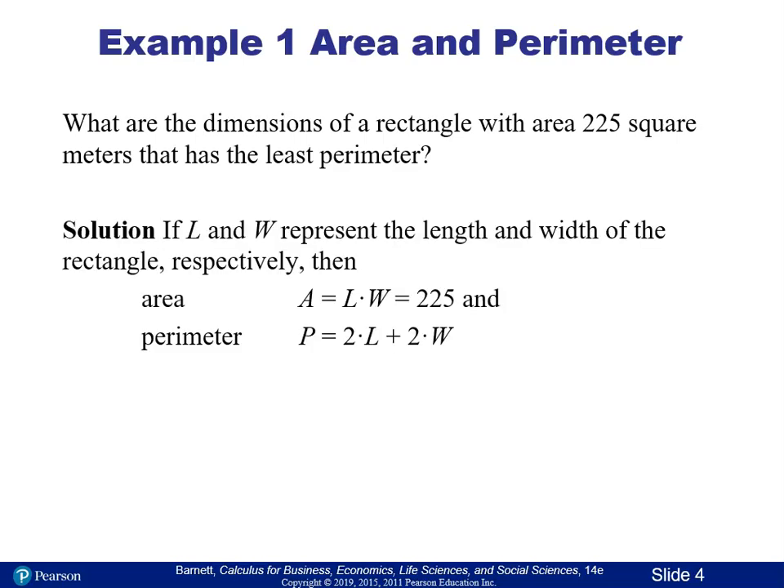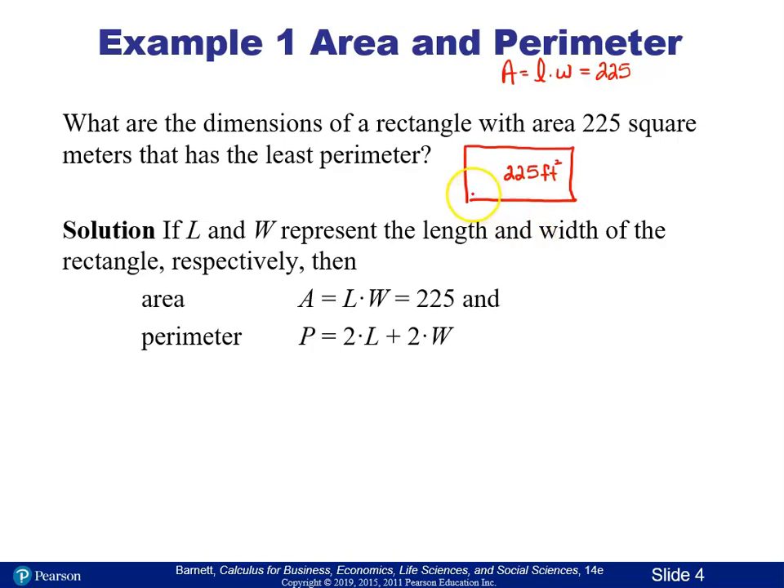So if we look at this, we've got a rectangle here, and I'm going to sketch it out so you can follow along with me. Okay, so we have a rectangle. It has an area of 225 square feet. If you remember from geometry, the area of a rectangle is length times width. So the length times the width is equal to 225 square feet.